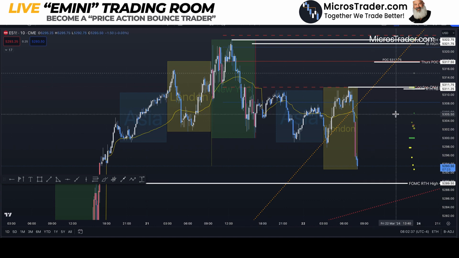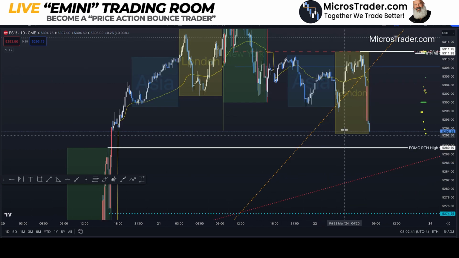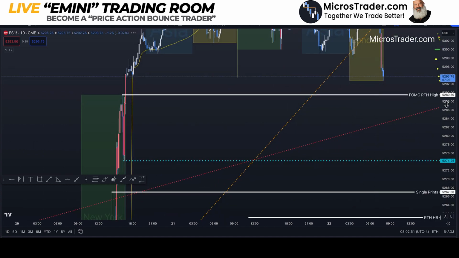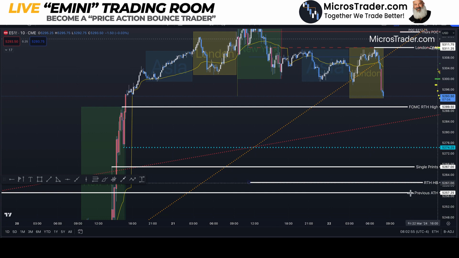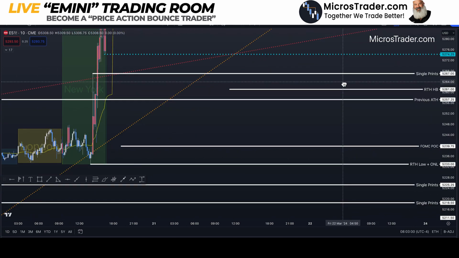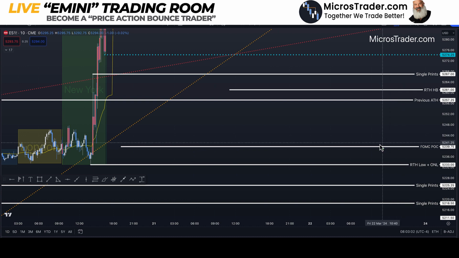And so it marched straight up, took out the Asia high here, and now has vomited straight back down. Very interesting. Now, there is not a whole lot of support underneath here. There's several sets of single prints. There's the previous all-time high. I believe this is probably the target.